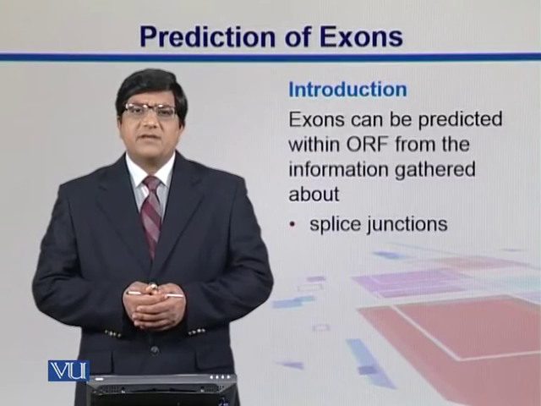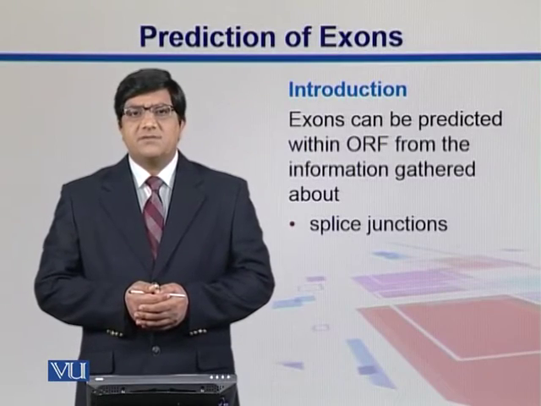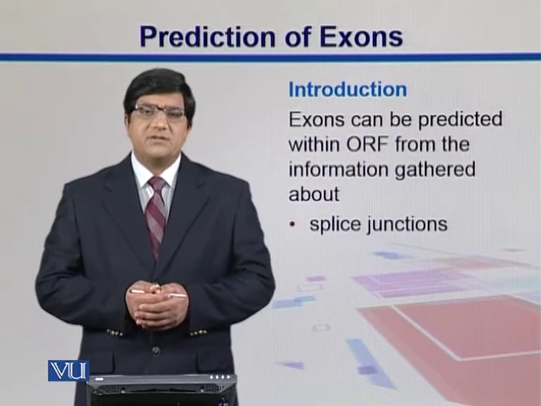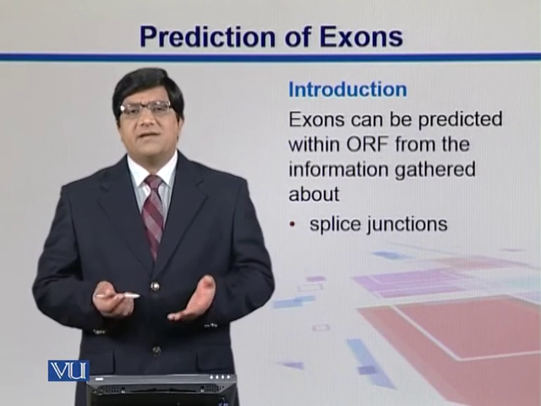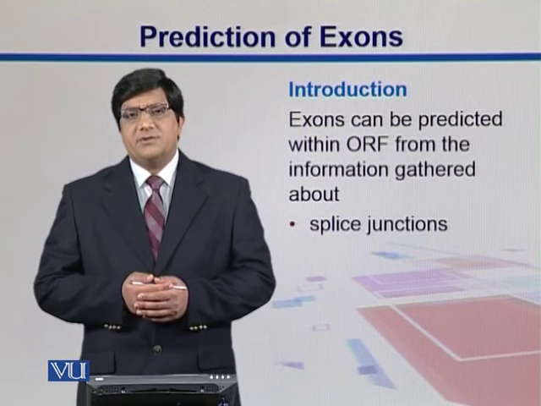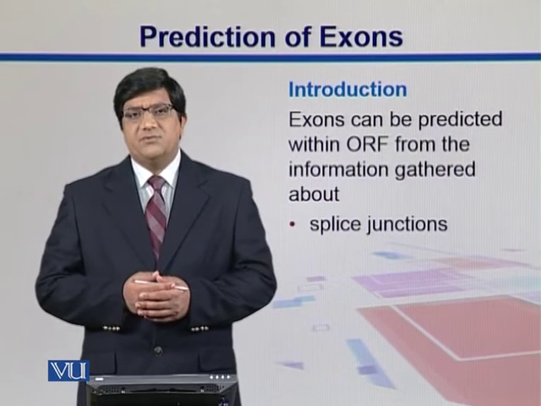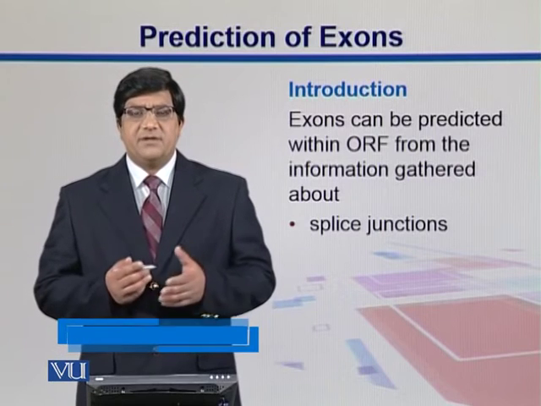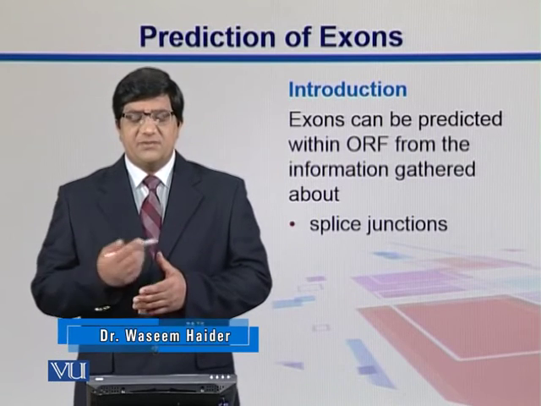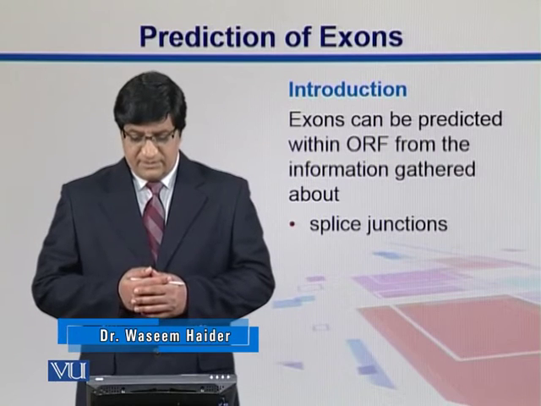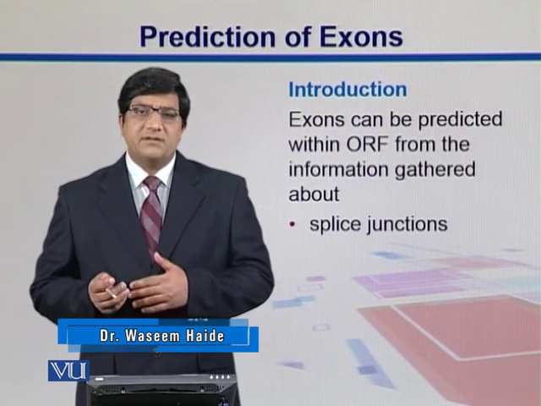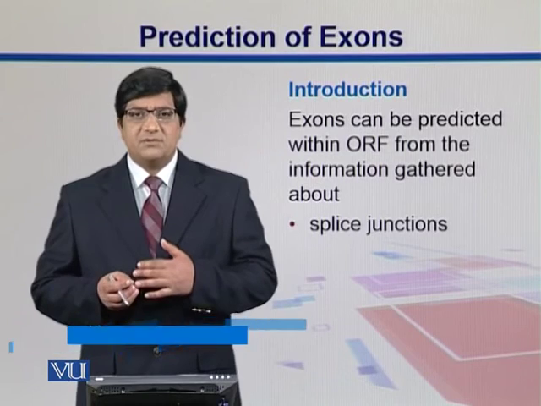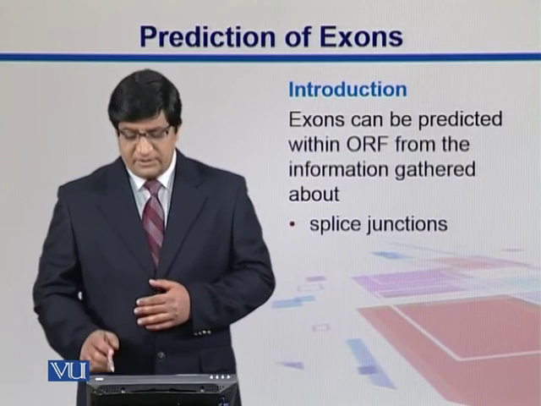So in order to predict the exons, we first try to get the ORFs, and once we get the ORF, within that we can look for the exons. In order to do that, we might use some evidence which we get if we have predicted those splice sites. So we can use that information, and with the help of the information we gathered about the ORF and about the splice junctions, we can predict exons.